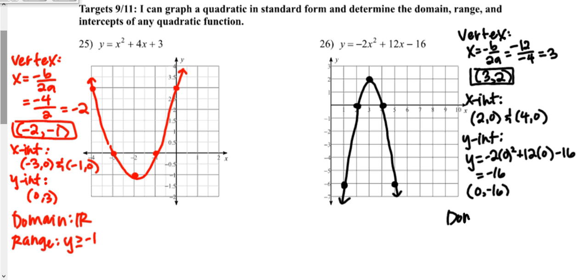The domain of any quadratic is all real numbers. And then the range, since it's opening downwards again, is going to be y is less than or equal to, and the y value of that vertex is 2.